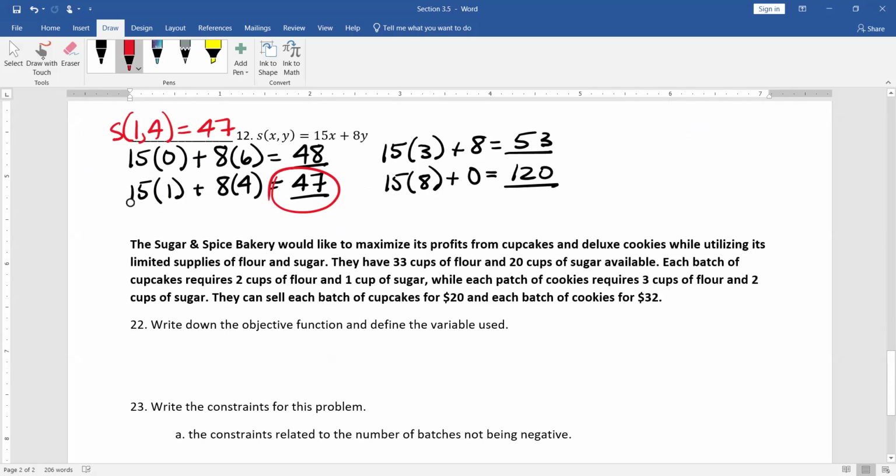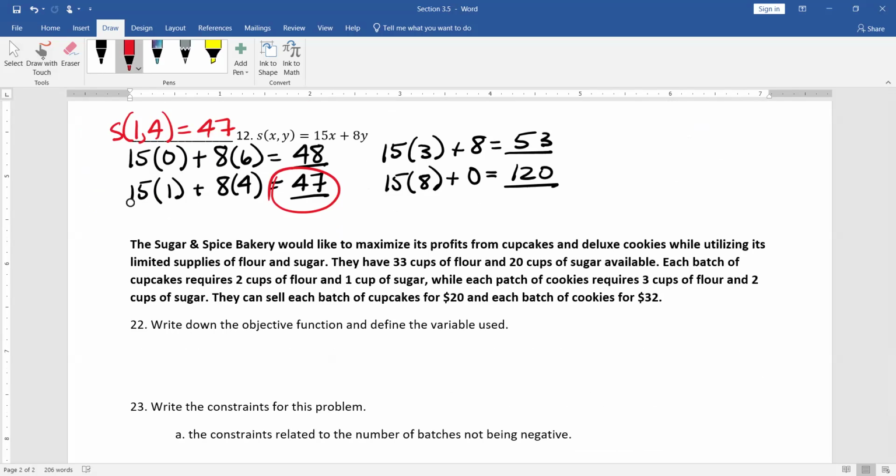The Sugar and Spice Bakery would like to maximize its profits from cupcakes and deluxe cookies while utilizing its limited supplies of flour and sugar. They have 33 cups of flour and 20 cups of sugar available. Obviously, we cannot use more ingredients than we have available in our kitchen. So that is definitely a constraint. It's a limit. So we'll get to those in the second part here.